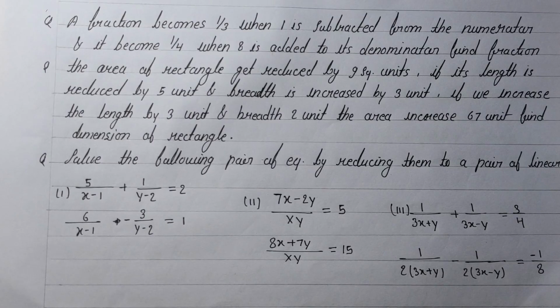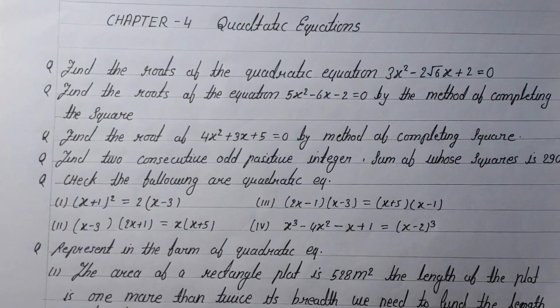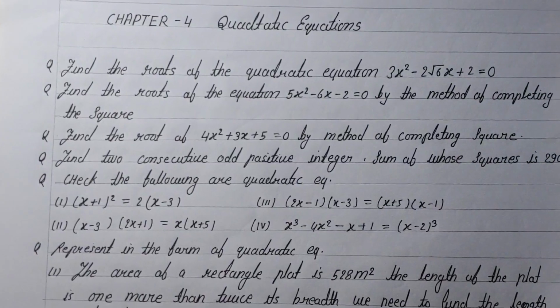Third, 1/(3x plus y) plus 1/(3x minus y) is equal to 3/4, and 1/(2(3x plus y)) minus 1/(2(3x minus y)) is equal to minus 1/8. Next, chapter 4, quadratic equations.